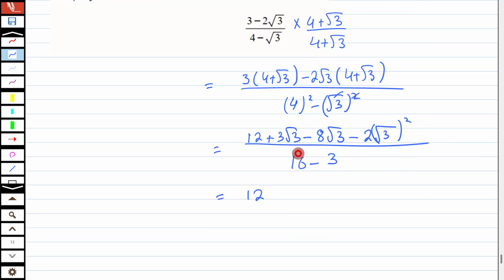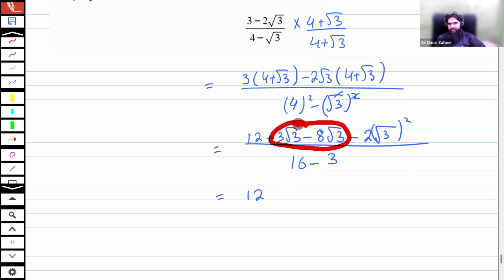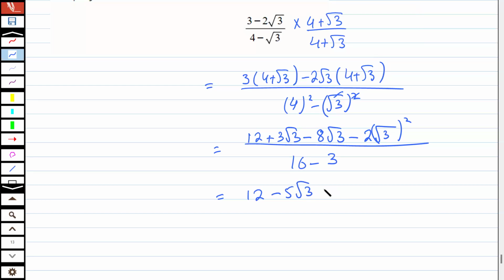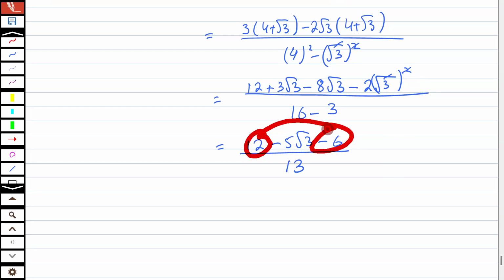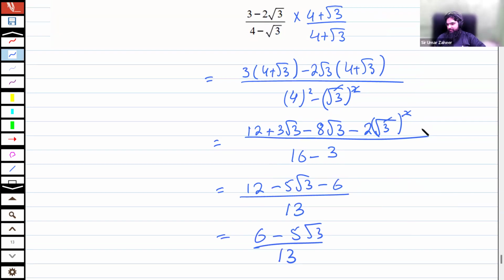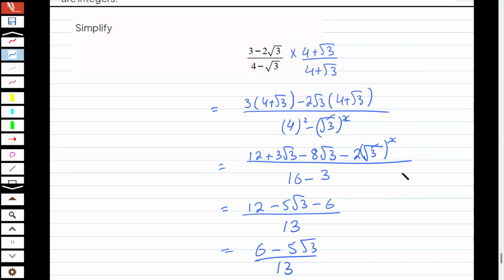Now 12, 3 square root 3 minus 8 square root 3. So 3 minus 8 will be minus 5 square root 3. Minus 2, square and square root will cancel out. So 2 multiplied by 3 will be 6. Now 12 minus 6 will be 6, minus 5 square root 3, divided by 13. That's it. Okay. Yes, similar.